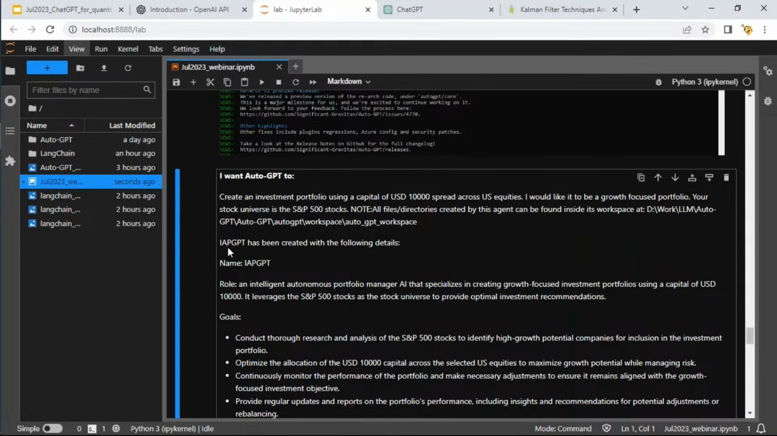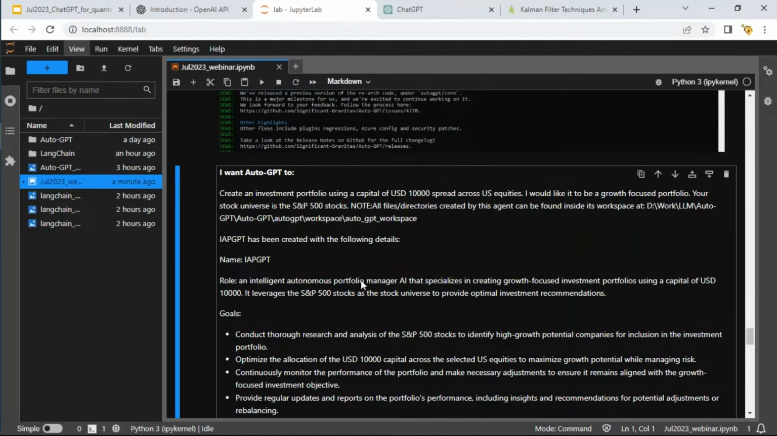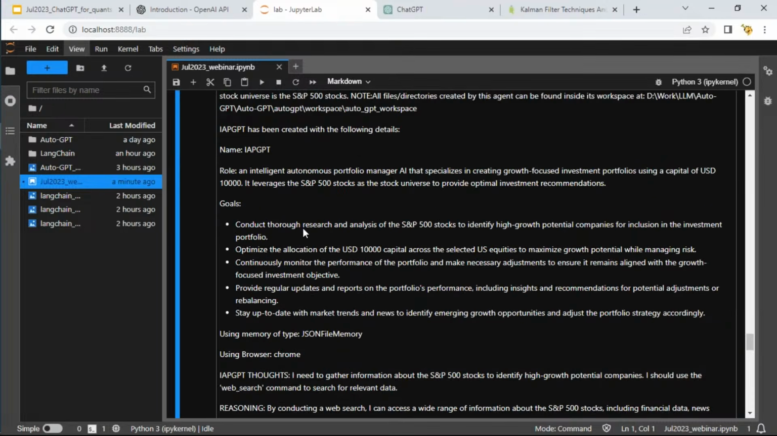And AutoGPT has this idea where it creates what is called a persona. My persona is called IAP GPT. The name IAP is basically an intelligent autonomous portfolio manager. So it's an intelligent autonomous portfolio manager GPT that specializes in creating growth focused investment portfolios using a capital of 10,000. It tells me its goals. It says conduct thorough research and analysis of the S&P 500 to identify high growth companies, optimize the allocation, monitor the performance, and make necessary adjustments to ensure it remains aligned with the growth focus, provide updates and reports, and stay up to date with market trends and news.